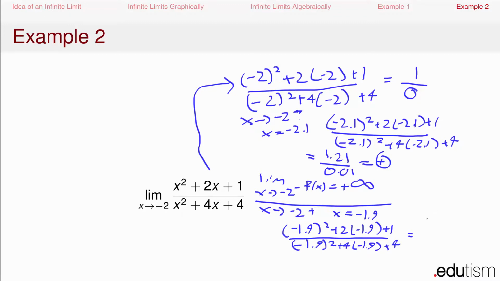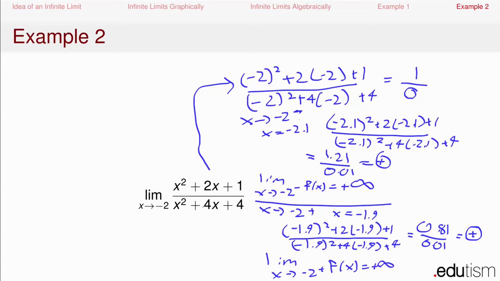If we evaluate the top, we get 0.81. Evaluating the bottom gives you 0.01. These will both give you a positive number because it's positive divided by positive. That means that the limit as x goes to -2 from the right of this function is also positive infinity.